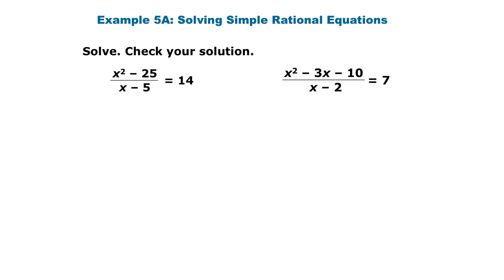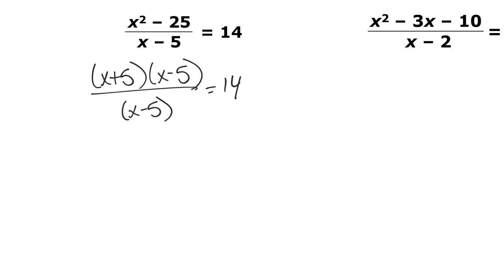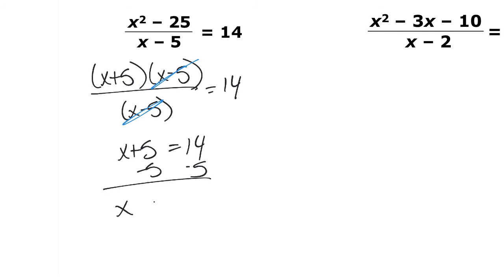Now we have a few of these with equations. I have an equal sign in them, and we need to solve. The first step is going to be to factor, just like we've been doing. Once I've factored, I can simplify everything that I can, and I just write down what I have left, and then I just solve for x. And so I end up here with x equal to 9.